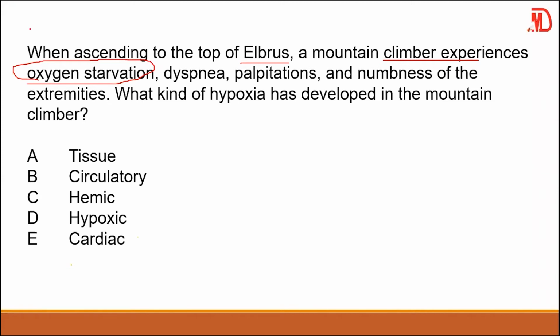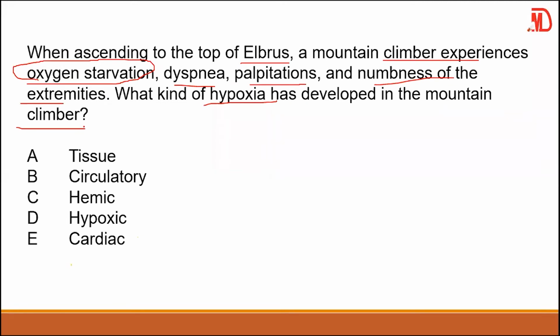All right. Now, when this happened, it led to what? Dyspnea, palpitations, numbness, of course, because blood is not reaching the tissues, or even if blood is reaching, the oxygen is low. The question now is, what kind of hypoxia? Hypoxia means a low amount of oxygen. What kind of hypoxia has developed in the mountain climber?